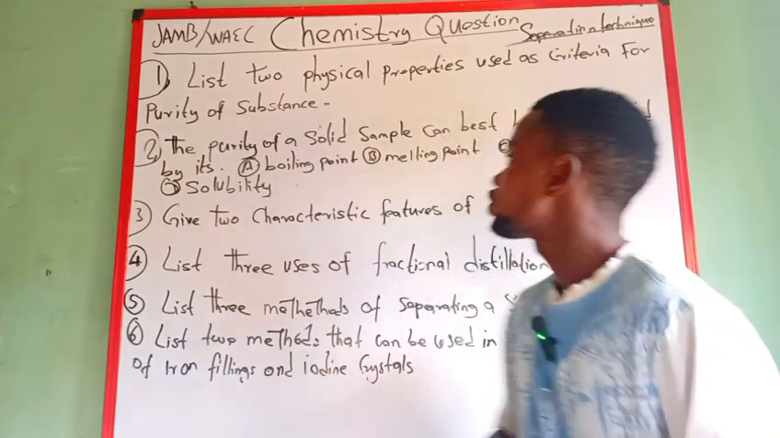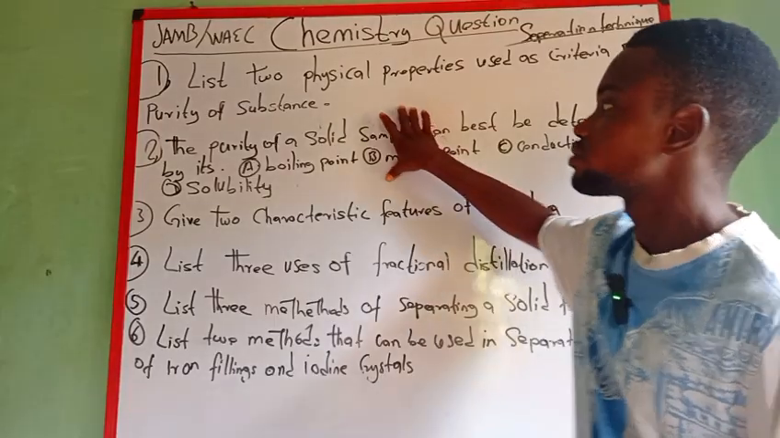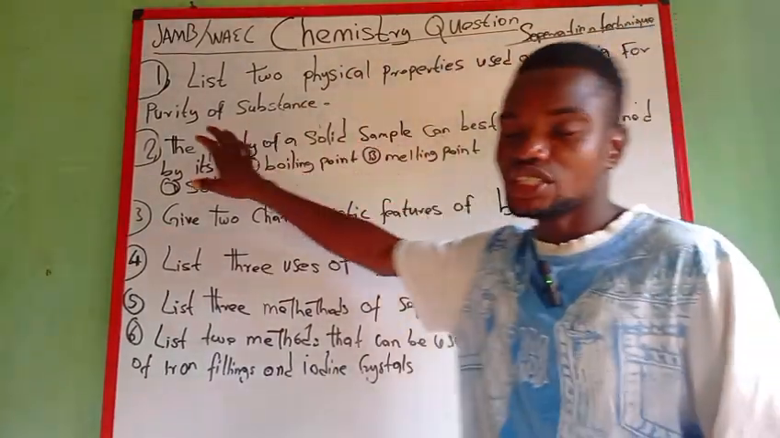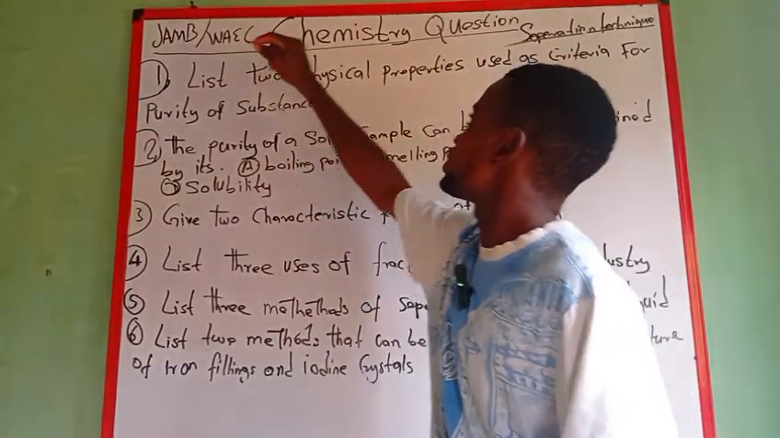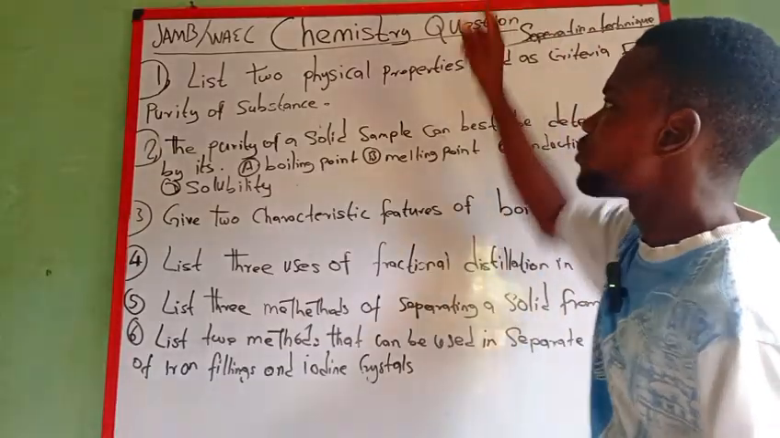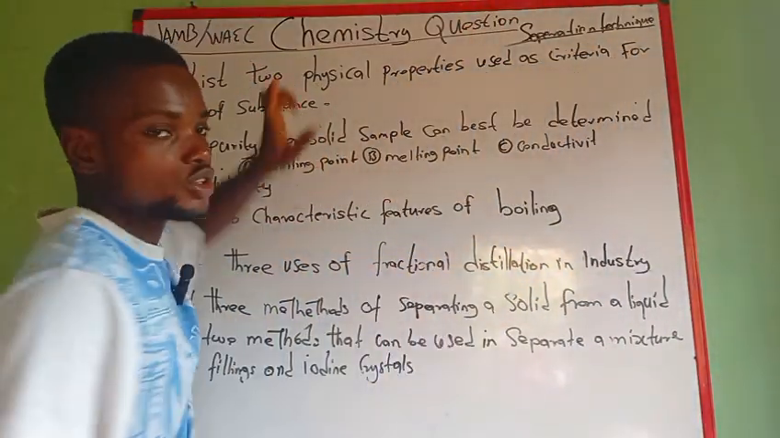At the end of today's tutorial, we're going to understand this question number 2. And the first one says, list 2 physical properties used as criteria for purity of substance. We are looking at JAMB and WAEC GCE questions on the chemistry topic of separation techniques.